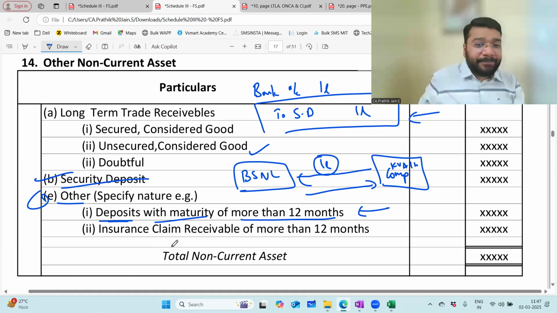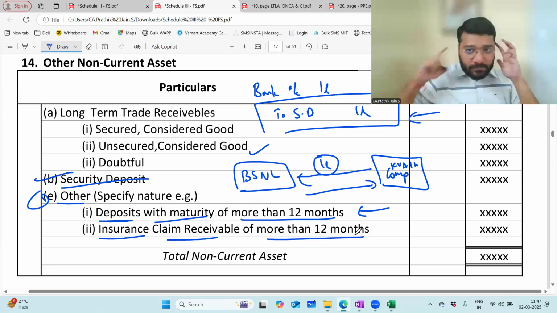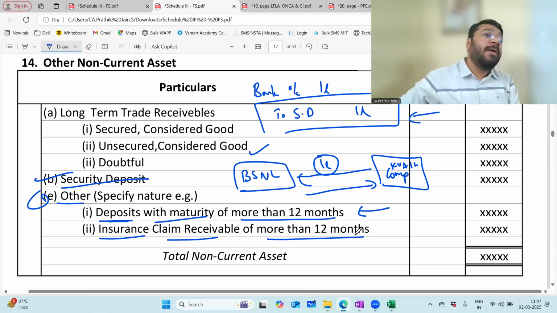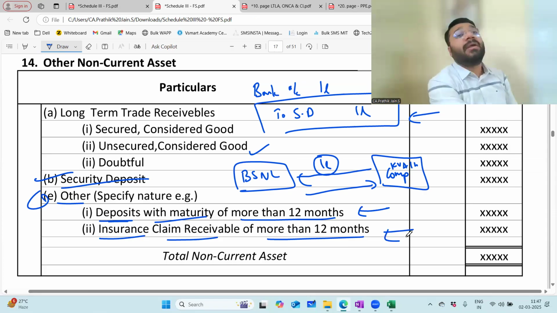I'll discuss it shortly. Insurance claim receivable more than 12 months. Let's say a company has a fire accident in their premises. Now they applied for insurance, but there's some dispute or problem, and the insurance company says I'll be able to give you this money, but not immediately. I'll give you after 12 months of the balance sheet date. Means you're going to get this money beyond the benchmark date. In that case, this insurance claim becomes your other non-current asset.